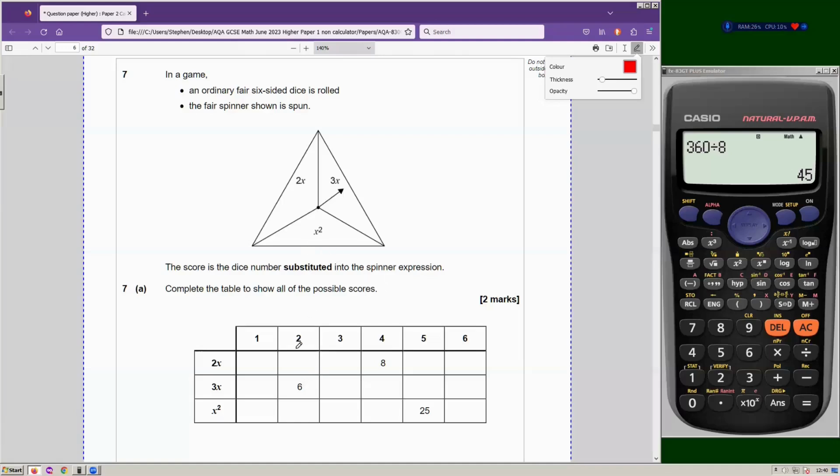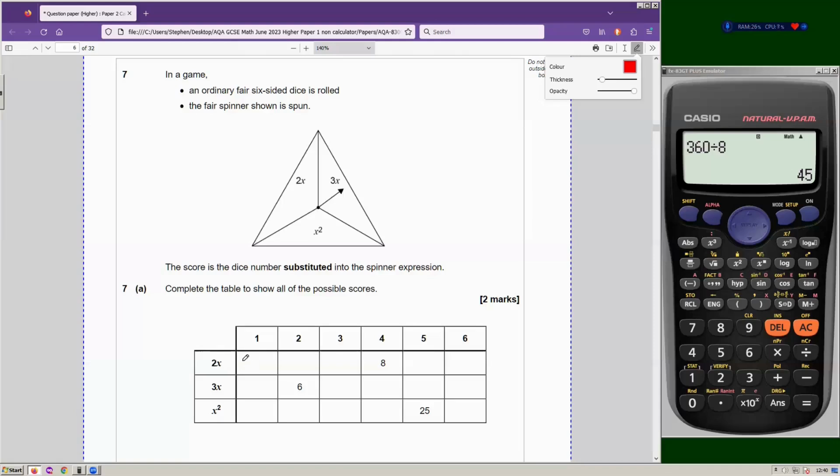So what they mean is, say this is the dice here, 6 sides. So say we threw a 2, you put the 2 in to the expression where it says 3x. 3 times 2 is 6. The same here. 4 times 2 would be 8. So that's how that works. So we just do this.